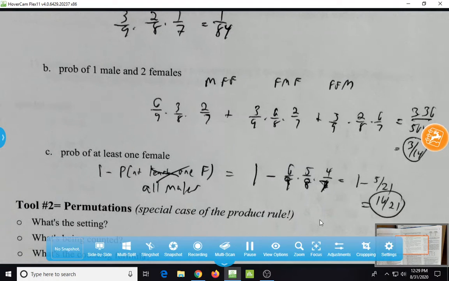Yes, Mitch? So the probability of at least one female, we're doing 1 minus all males. Should we go all the way down to 1 instead of 6, since there's 6 males? No, because we're only taking 3 people for our jury.